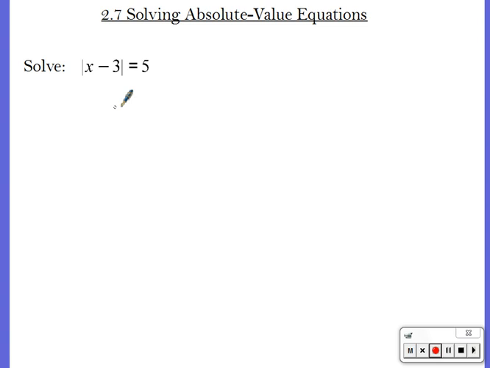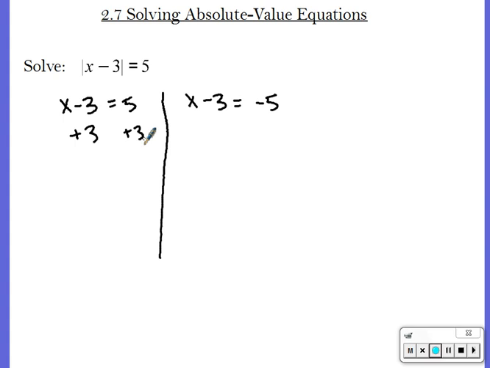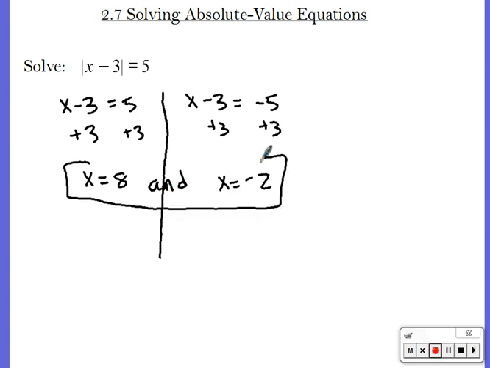This one, the absolute value is already all by itself on one side of the equation. So we just go ahead and set up our two equations. It's x minus 3 is equal to positive 5, and x minus 3 is equal to negative 5. Again, opposite operations, I'm subtracting 3 from x, so I'm going to add 3 to both sides. So you get x is equal to 8, and over here, you're going to get x is equal to negative 2. So we have our two answers: x is equal to 8 and x is equal to negative 2.